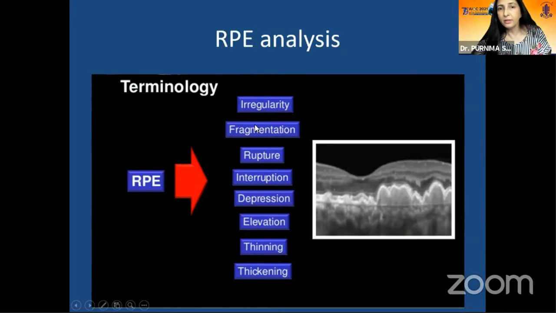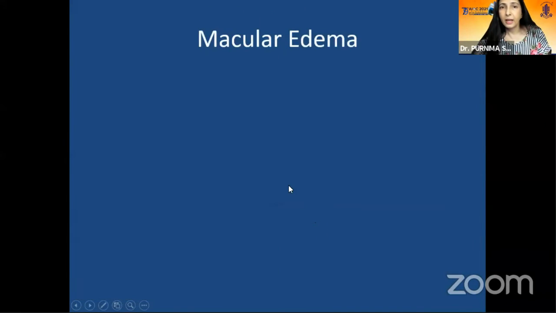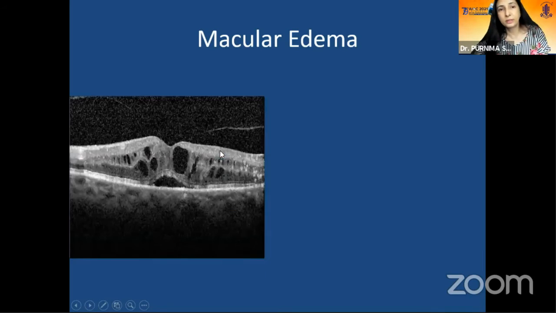The RPE layer is very important. So these are again the terms which we use to describe it. These are the various changes you can see: undulation, disruption, thickening. It's very important because many times it's the RPE layer which gives us a clue to the possible diagnosis.